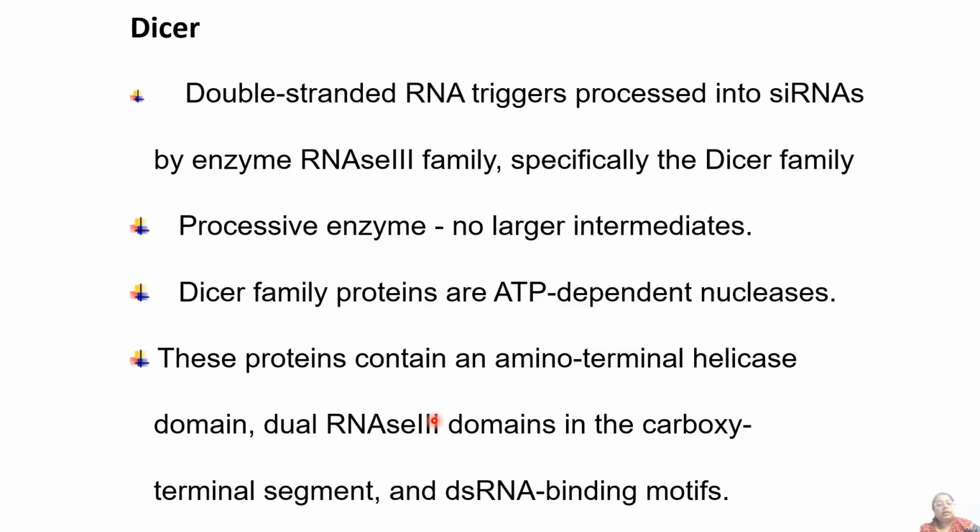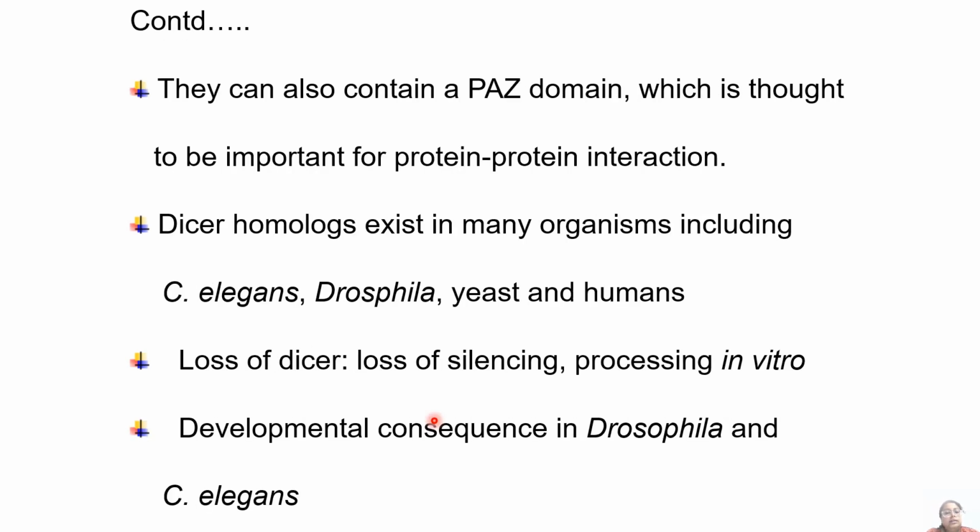We have already talked about Dicer in our previous class. It's basically that double-stranded RNA triggers are processed into siRNAs by enzymes of the RNase III family, specifically the Dicer family. Dicer family proteins are ATP-dependent nucleases. These proteins contain an amino-terminal helicase domain, dual RNase III domains in the carboxyl terminal segment, and dsRNA binding motifs. They can also contain a PAS domain, which is thought to be important for protein-protein interaction.